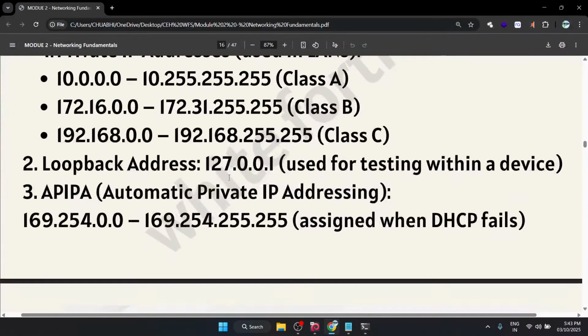Now, there are so many more, like APIPA. We already talked about automatic private IP addressing when there is no DHCP server available.